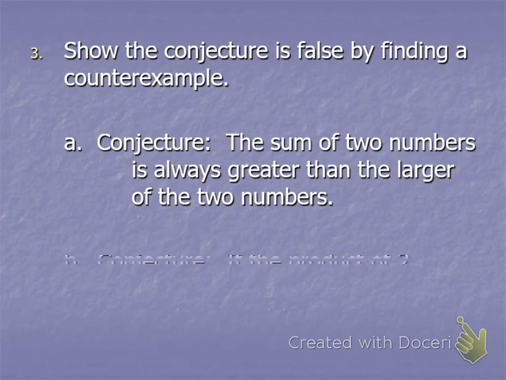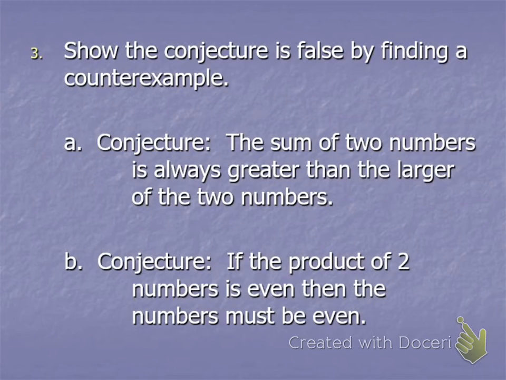Show the conjecture is false by finding a counterexample. So our conjecture is the sum of two numbers is always greater than the larger of those two numbers. And we're going to try to come up with an example that shows that this statement is not always the case. So I'm telling you right now, this is not always the case. We need to come up with an example to show that. So let's just give me two numbers for starters. This might not be our answer yet.